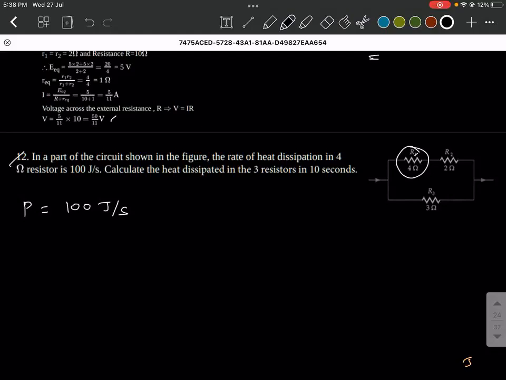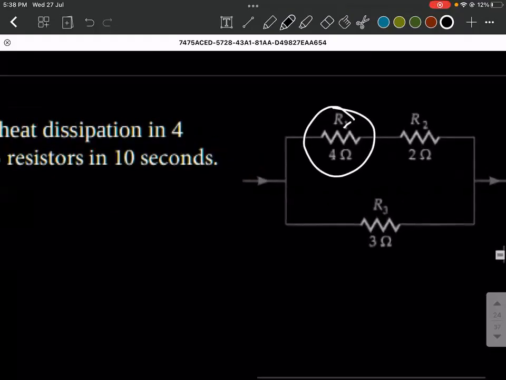So they have given the power across the 4 ohm resistor. With that, what can you find? You can find the current, but the current will be the same across 2 ohm and 4 ohm because they both are in series. Right. With that, what will you do? With that current and equivalent resistance, you can find the potential difference. That potential difference will be the same across 3 ohm. Can you do that?